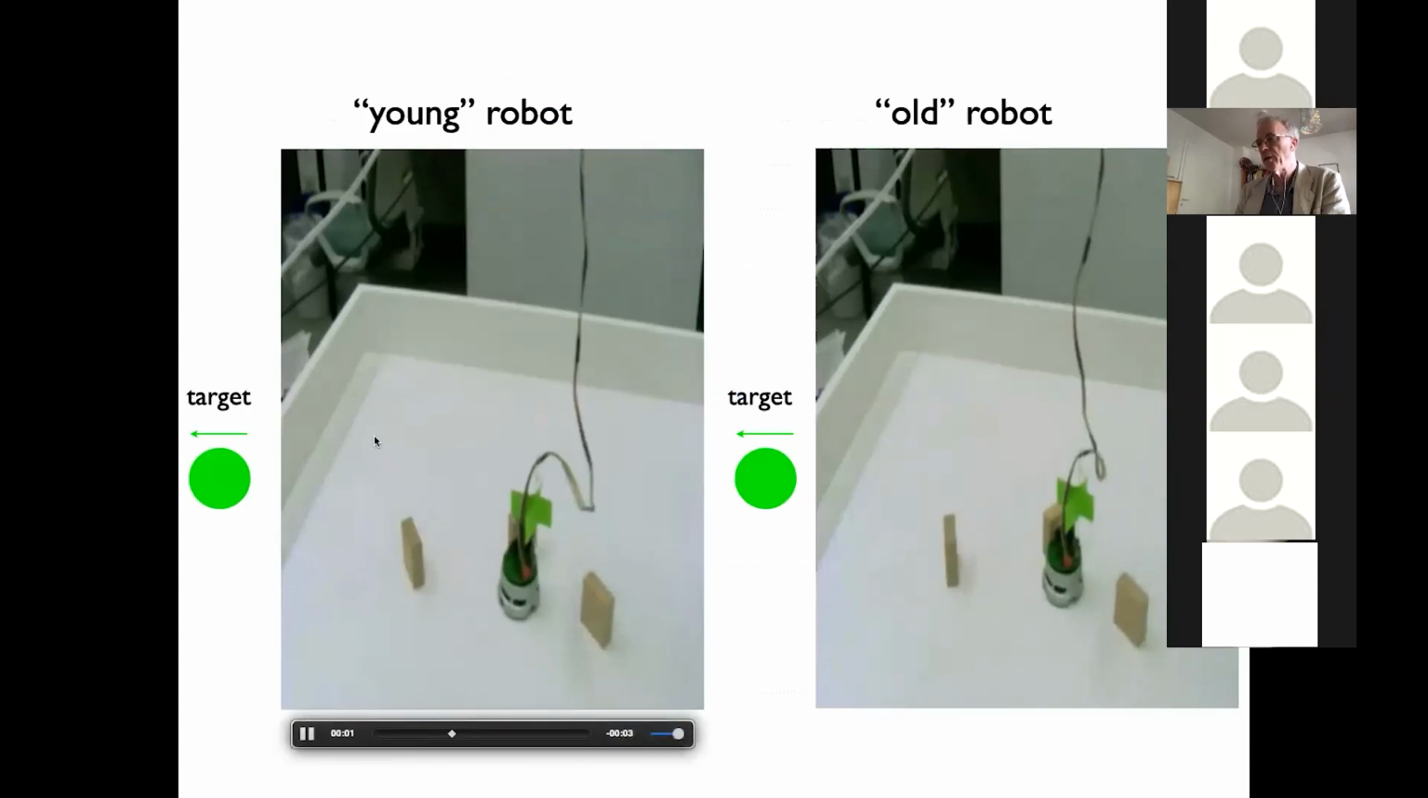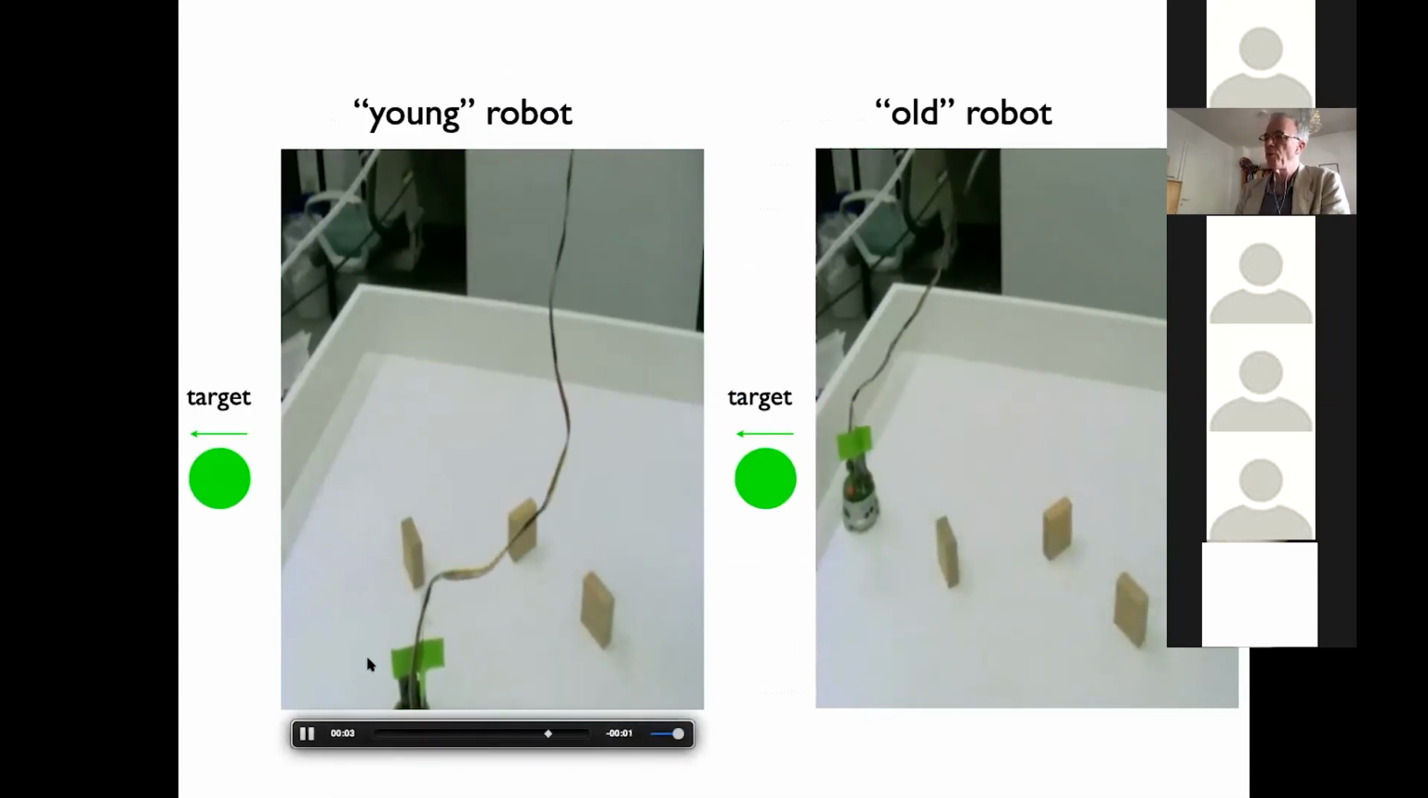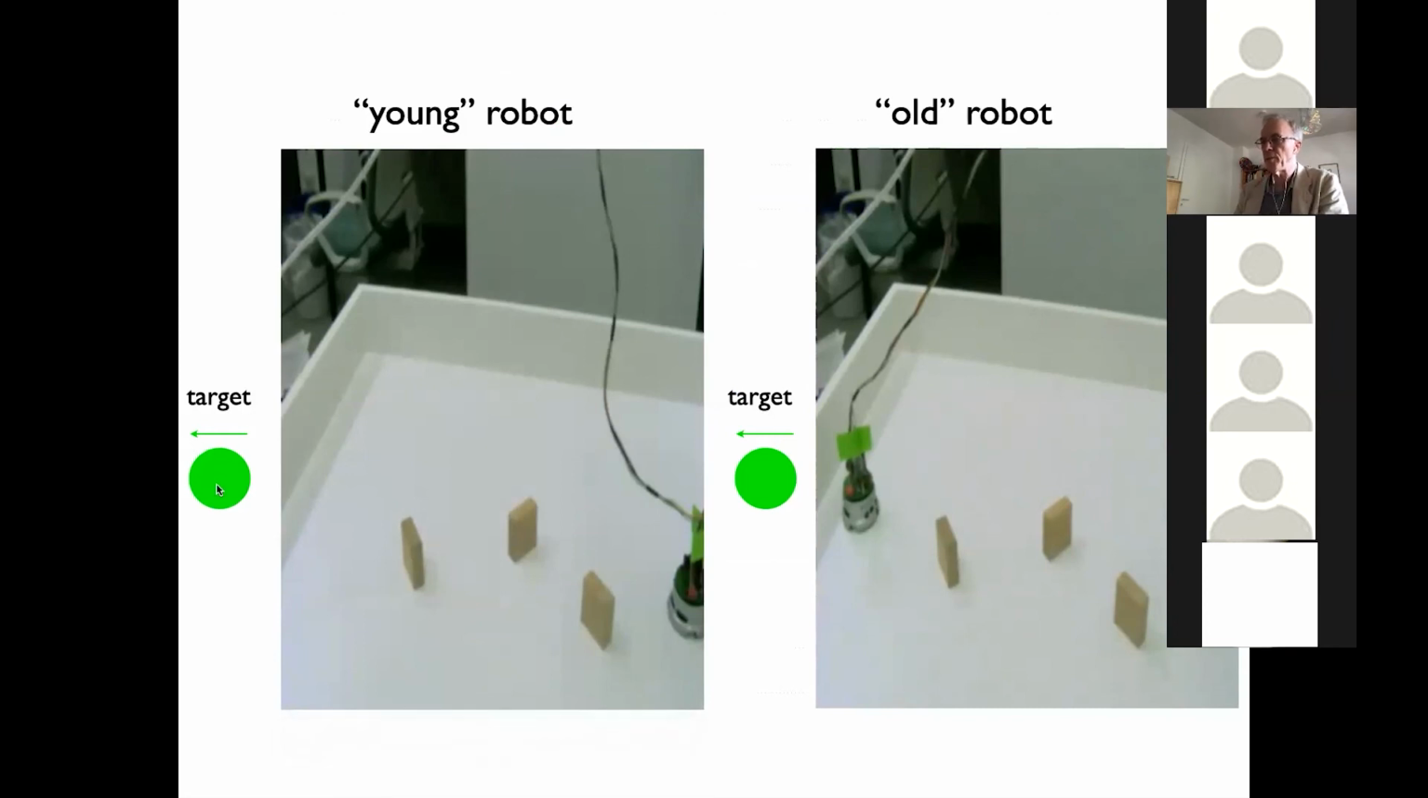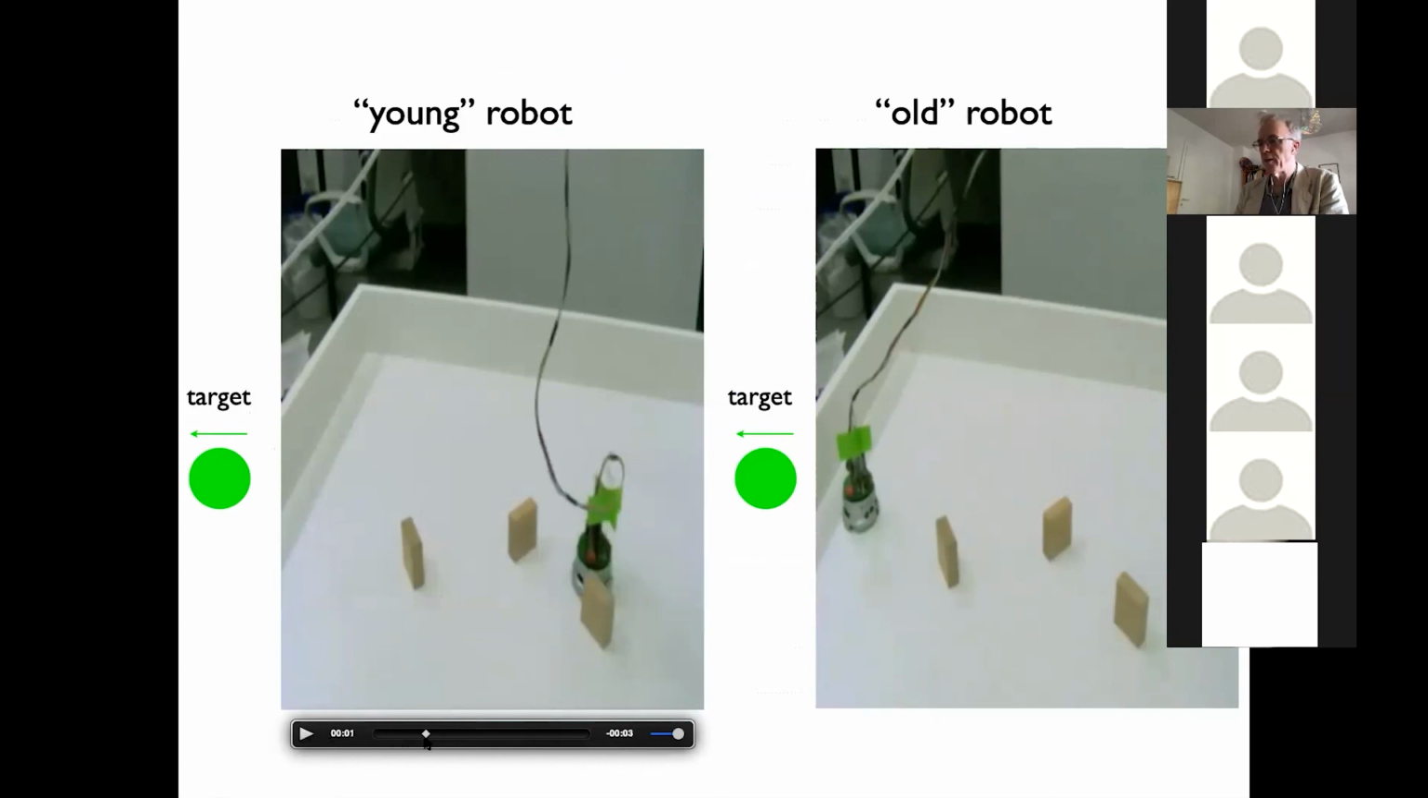So here I'll show you two videos. On the left is the young robot model. It's running, and there's a target for the right color off to the left that's not visible in this video, but that the robot sees. We're introducing these obstacles just to make the robot turn. It has obstacle avoidance, so you see the robot turns because of that obstacle.